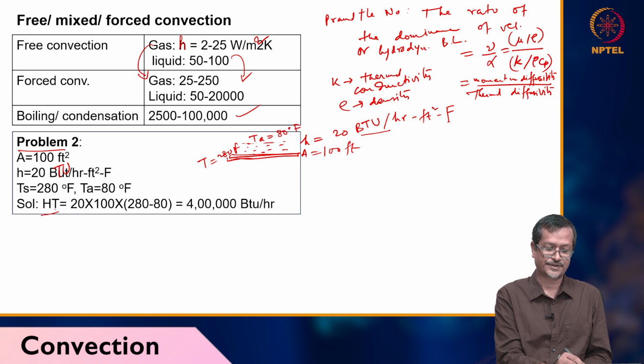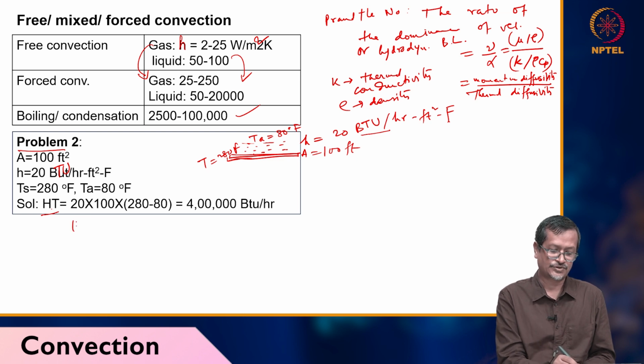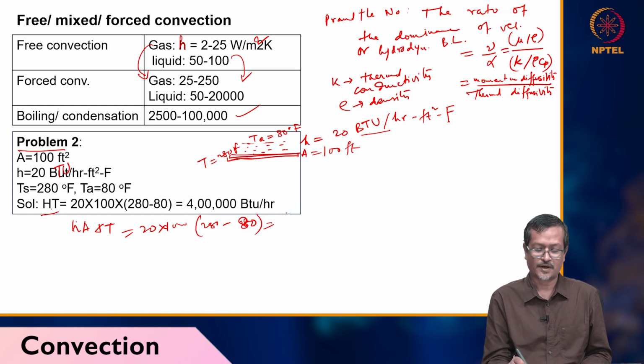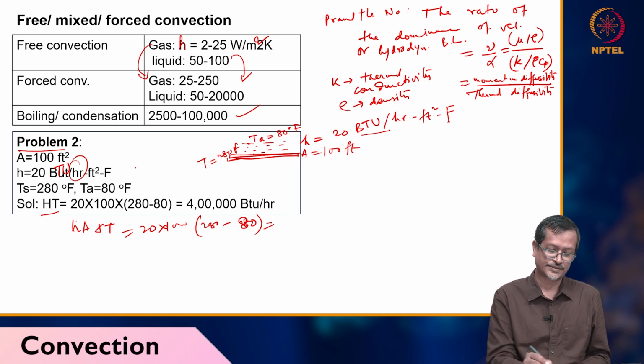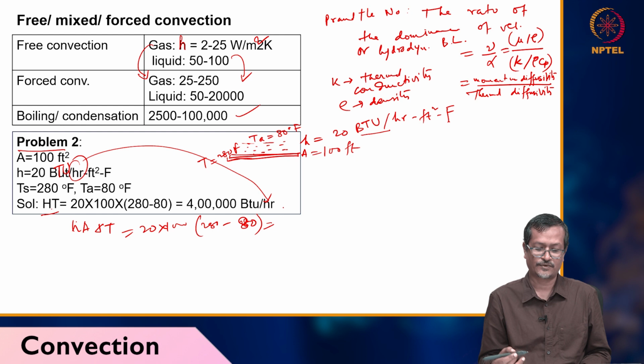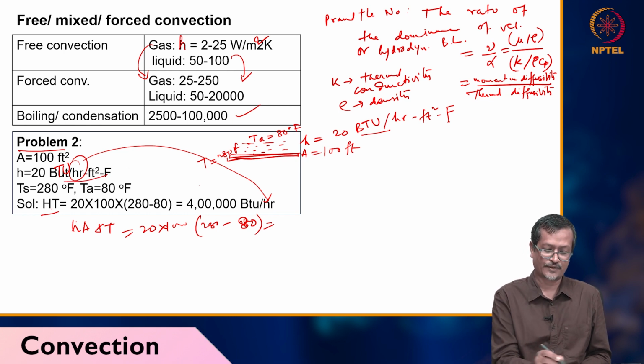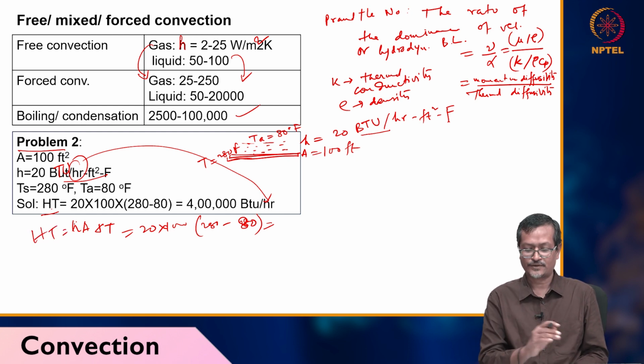So the simple heat transfer formula is h A delta T. H is given as 20, A is given as 100, and delta T is 280 minus 80. So it comes to 400,000 BTU per hour. Here it is given per hour, so it comes per hour. If it were given per minute, it would come per minute. So you can check with your units also. When you are balancing units, check what unit you have and what unit you are getting for h A delta T. If you check properly, then you will get the proper value.